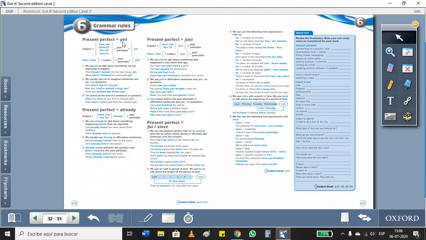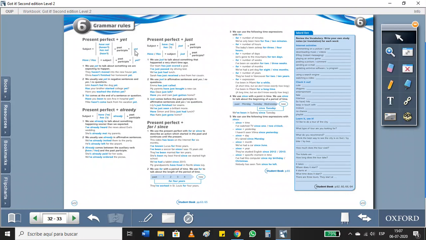Okay? So, I'm gonna read this information here. But first, I'm gonna start with this. Guys, in a negative sentence, we're gonna start with subject. Then we have haven't or hasn't, depending on the subject. Then past participle, and then yet. We're gonna finish our sentence using yet, okay?